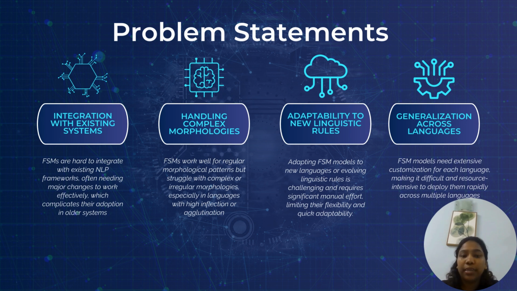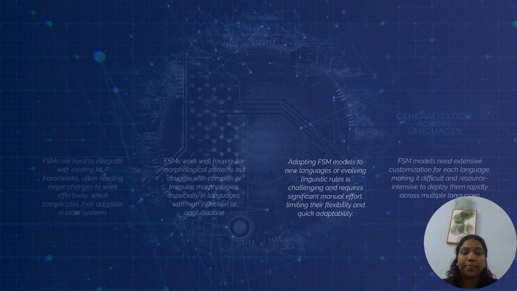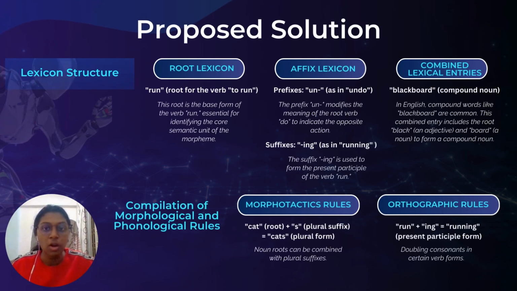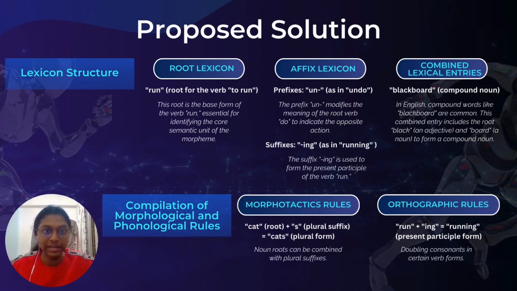Thirdly, adaptability to new linguistic rules. Adapting FSM models to new languages or evolving linguistic rules is challenging and requires significant manual effort, limiting their flexibility and quick adaptability. And lastly, generalization across languages. FSM models need extensive customization for each language, making it difficult and resource intensive to deploy them rapidly across multiple languages. We will look at our proposed solution for morphological analysis using finite state machines.